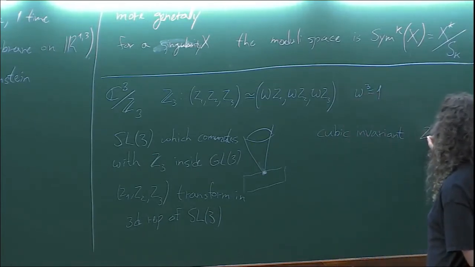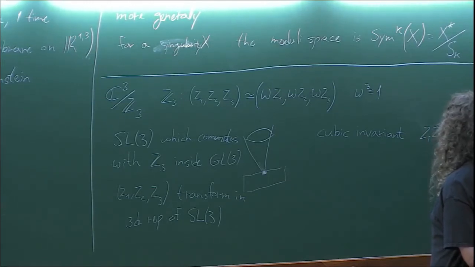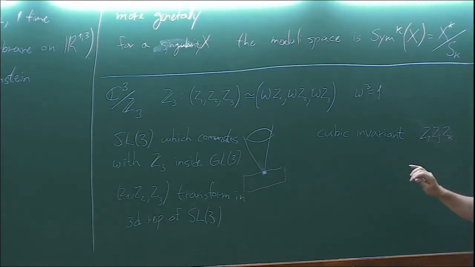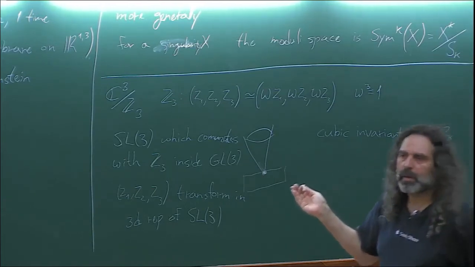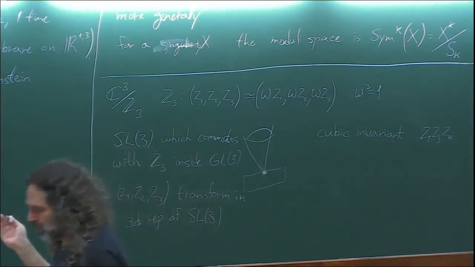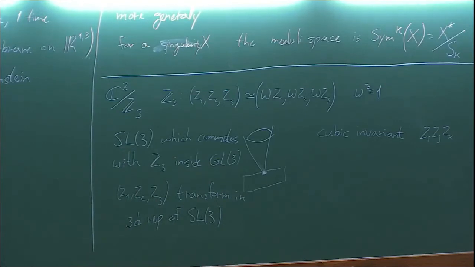And it's going to be Zi, Zj, and Zk, where i, j, and k can be either 1, 2, or 3. Right? Any choice of i, j, and k, for example, if all of them are 1, Z1 cubed is an invariant. Now, if one of them is 2, Z1 squared times Z2 is again an invariant. Altogether, how many invariants do I have? 10 invariants. Right? This is the third-rank symmetric representation of SL3.